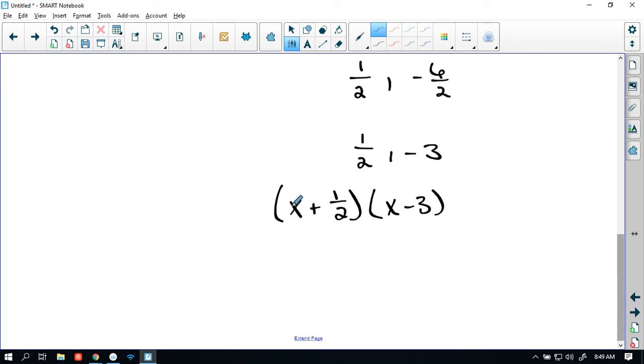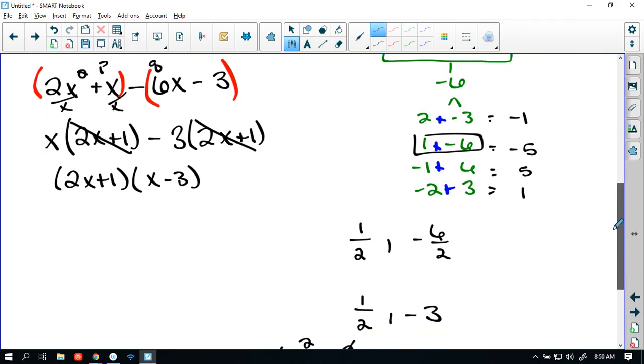Now you're going to say, Miss Abney, but we start with the 2. So if I do FOIL, then we won't have that 2 at the very beginning. That is true. So what I'm going to do is I'm going to multiply both of these terms by 2. And we get the same answer that the book got.